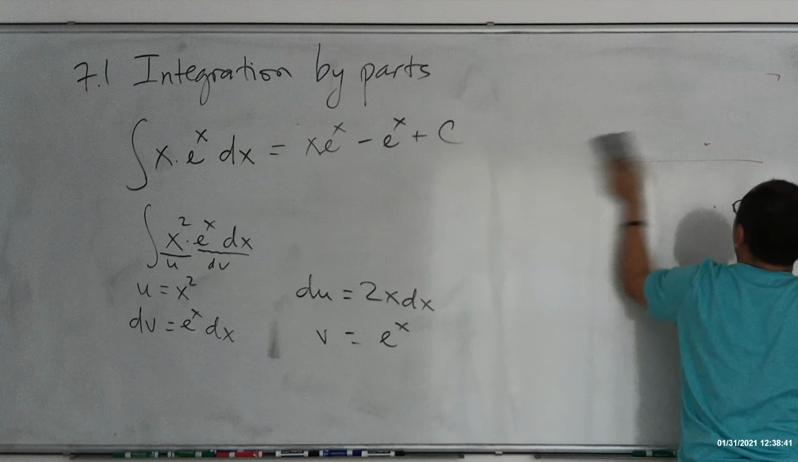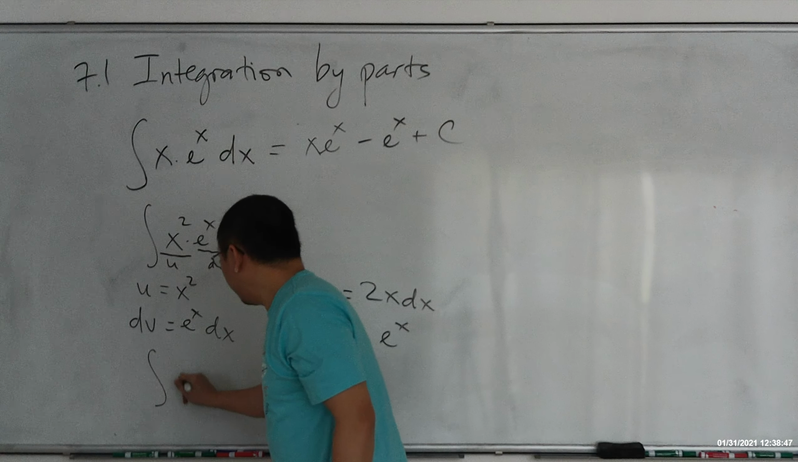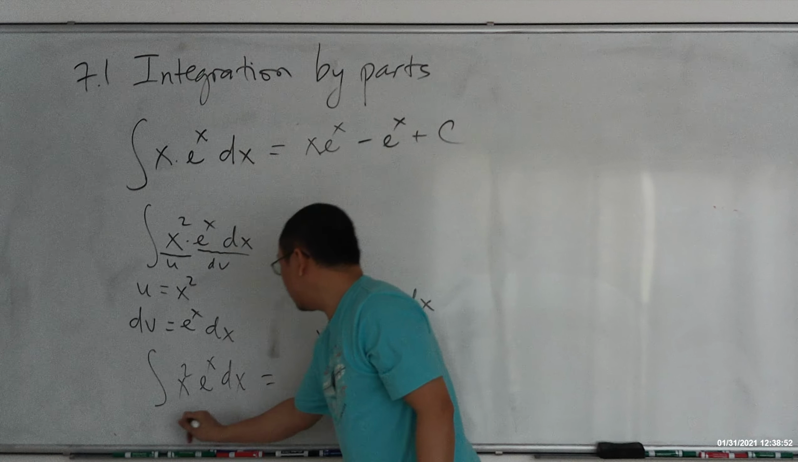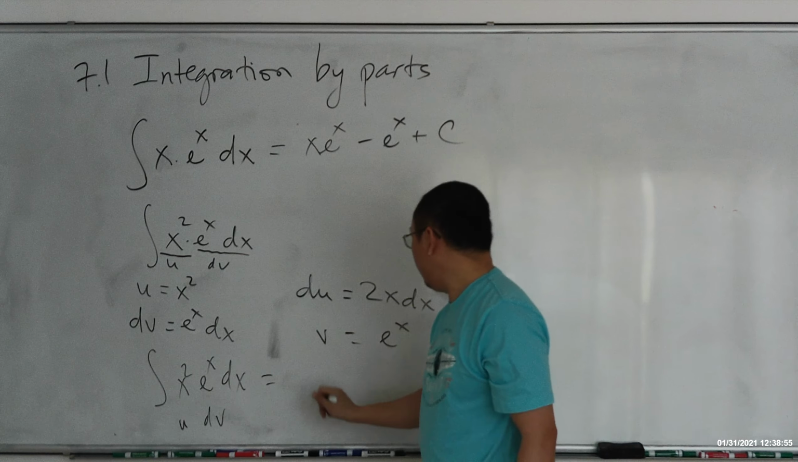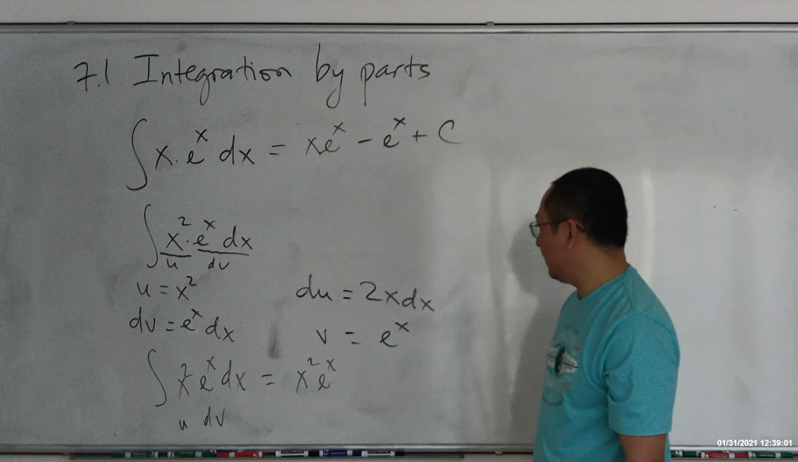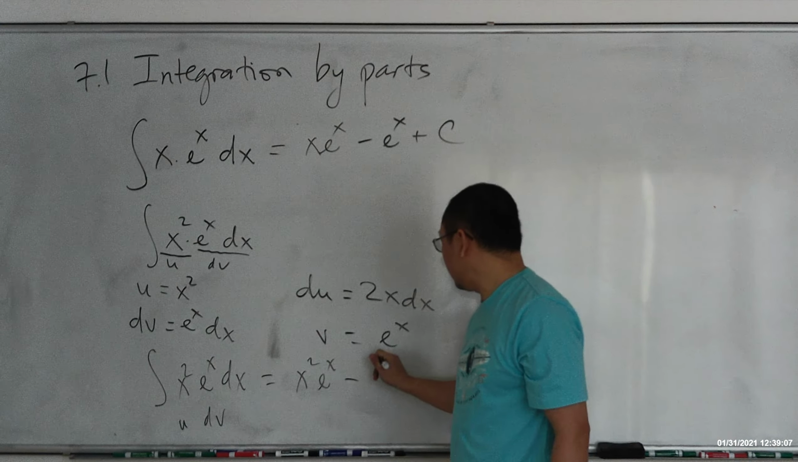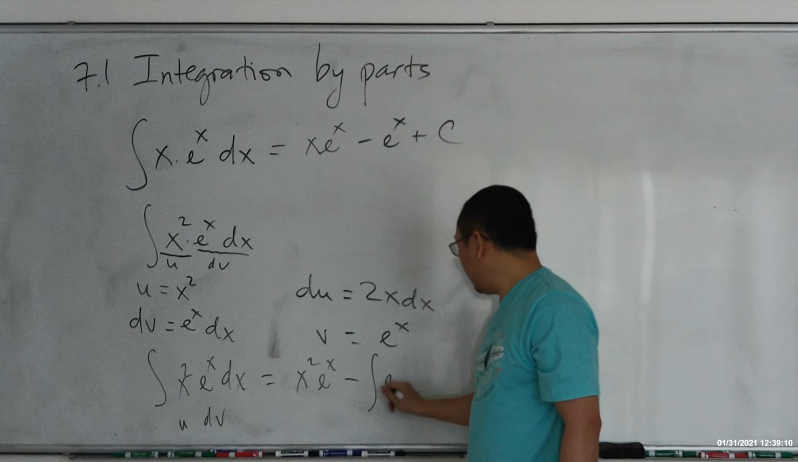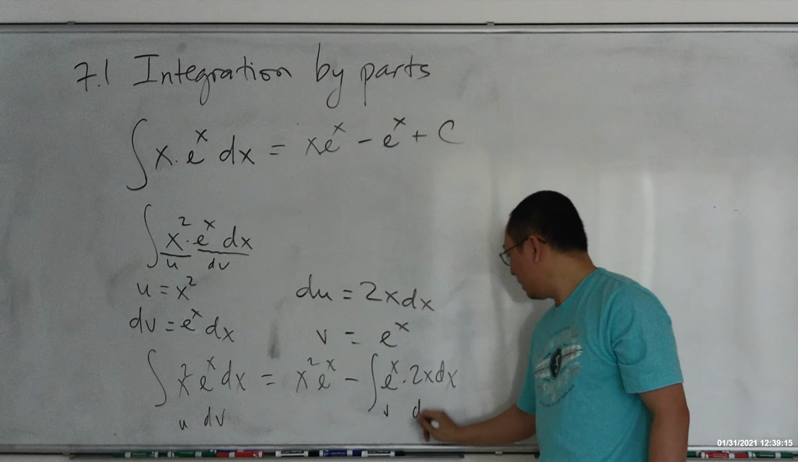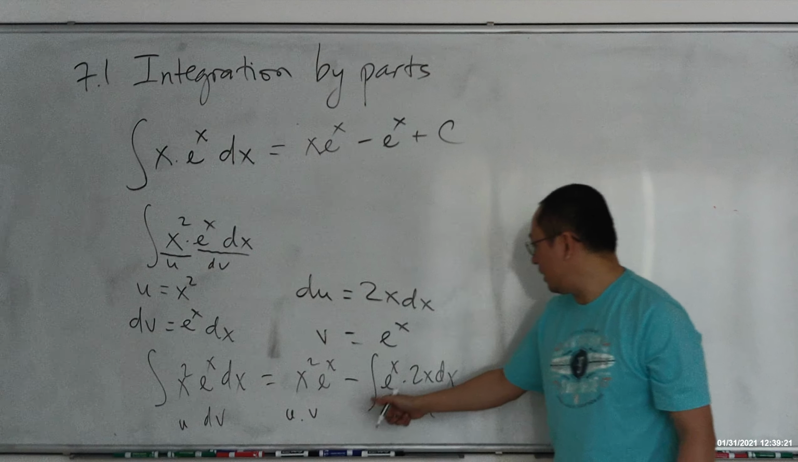Now I can use the integration by parts technique. I have the integral of x squared e to the x dx, which is u dv, equal to u times v, so x squared e to the x, minus the integral of v du, so e to the x times 2x dx. This is v du, and this is u times v. Integral of u dv equals uv minus the integral of v du.